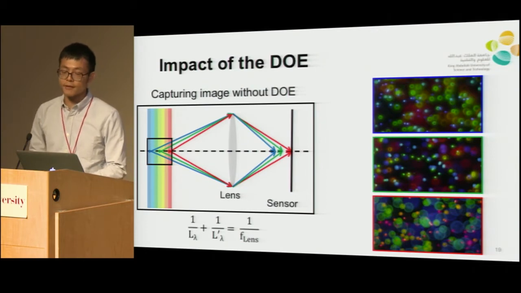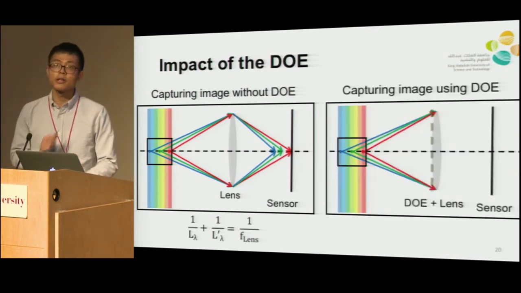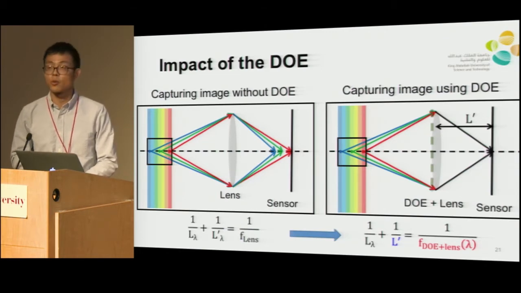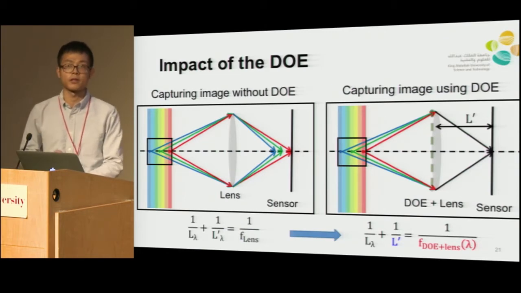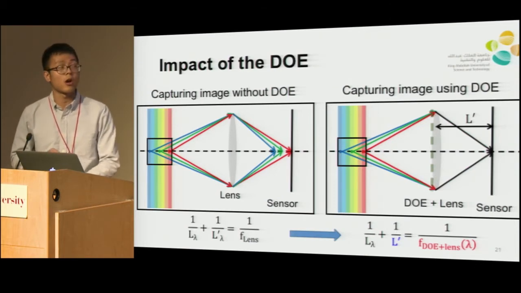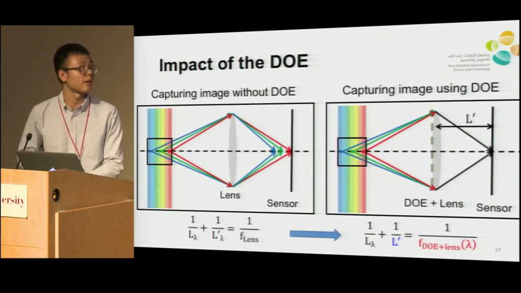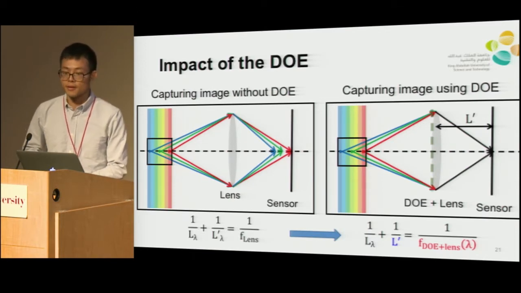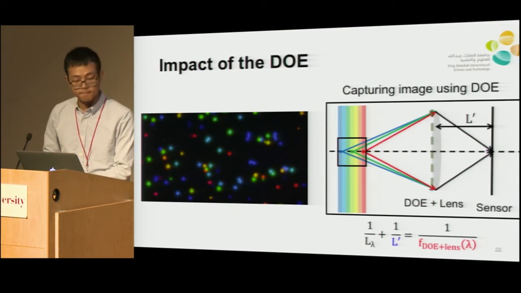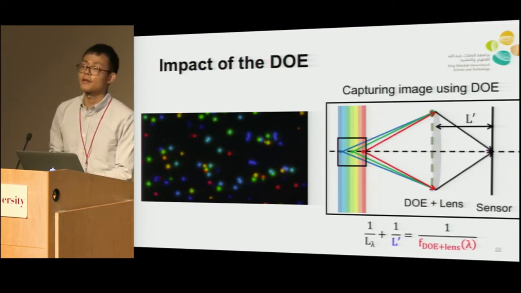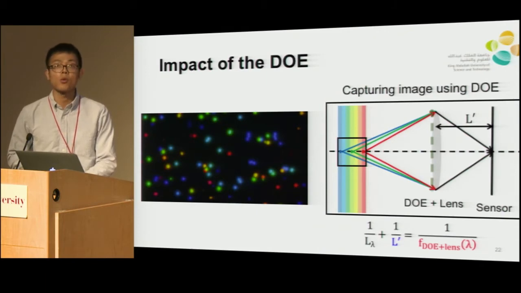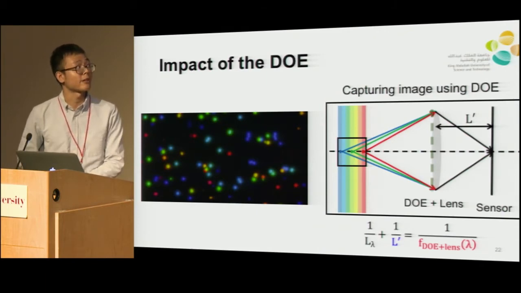Well, with the use of the DOE we can have wavelength-dependent focus, such that we can design a specific structure of the DOE to meet the size of the rainbow, such that different object distances will result in the same image distance and capture the whole-in-focus images. While there is a limitation that if we change the size of the rainbow, we need to redesign and fabricate another DOE.